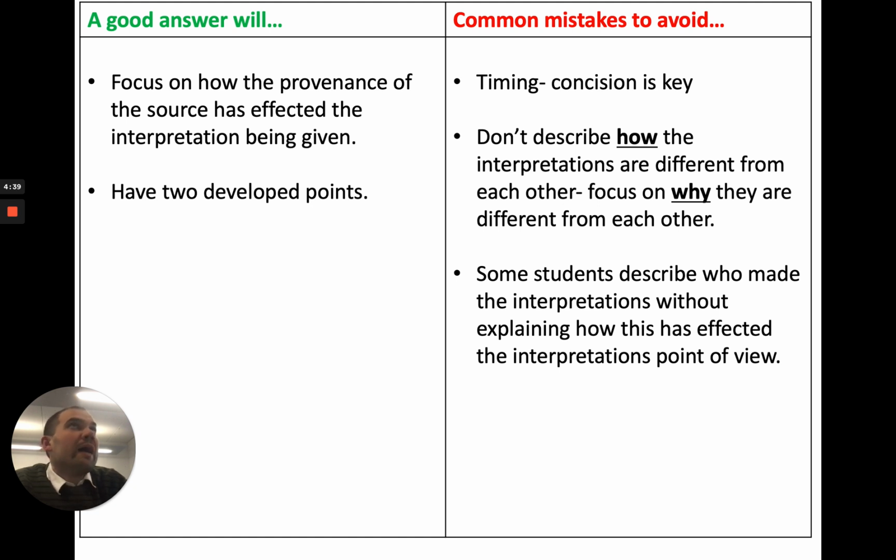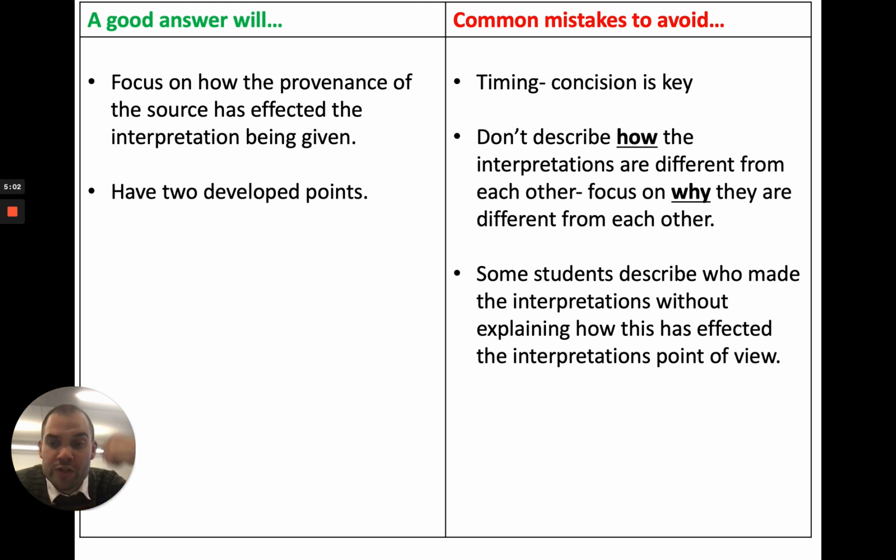So, for example, you might have an interpretation where it says in the description, this person was a member of the American Communist Party. And then a student might just write as their explanation, this person was a member of the American Communist Party, so their interpretation is different. Okay, but you have to explain how. Okay, why would that change their interpretation?